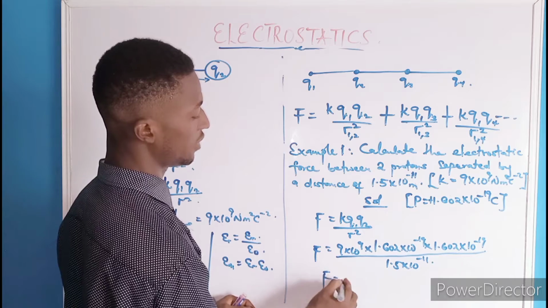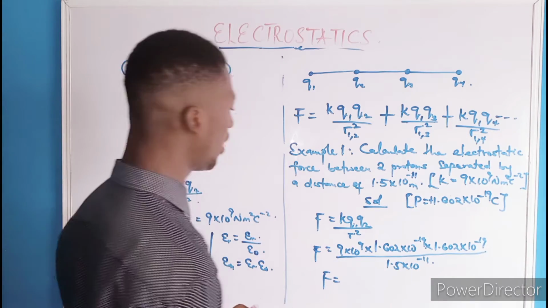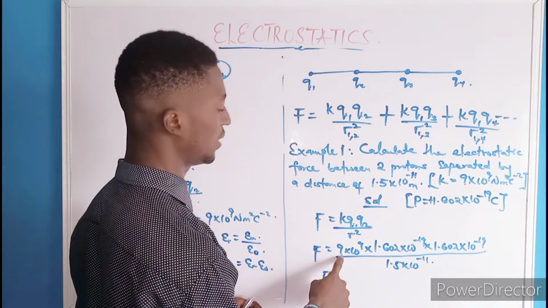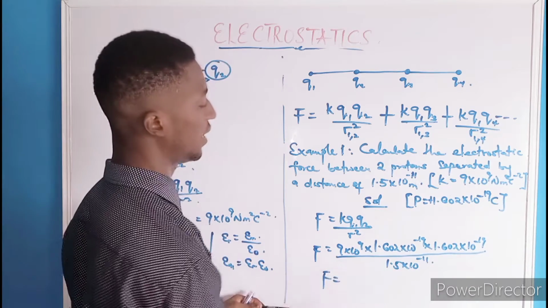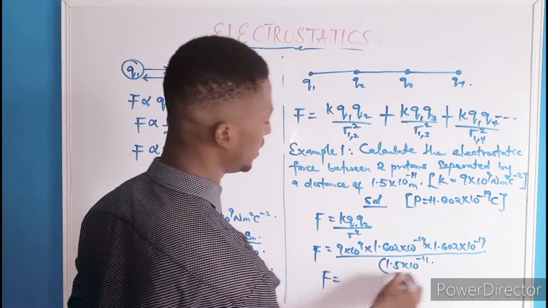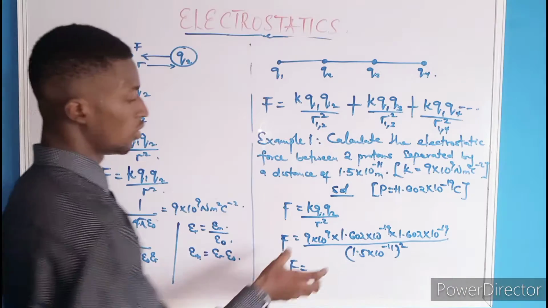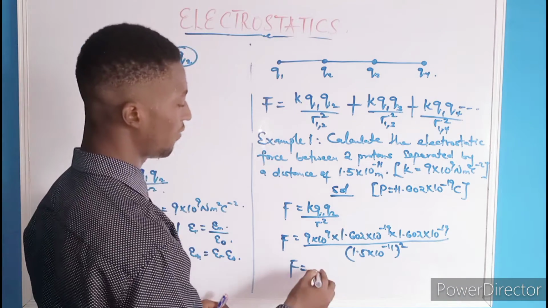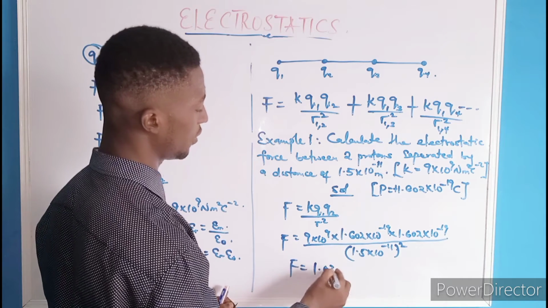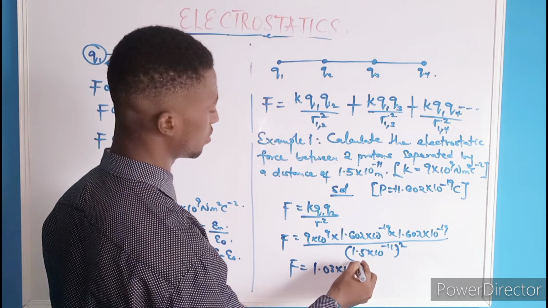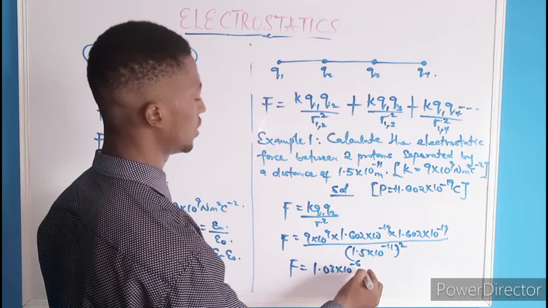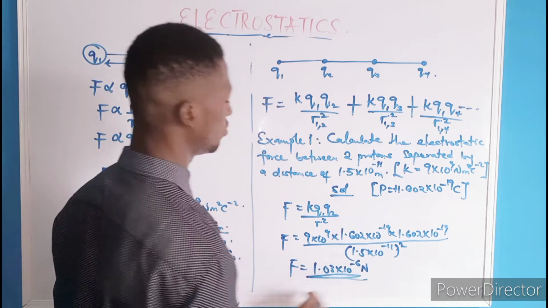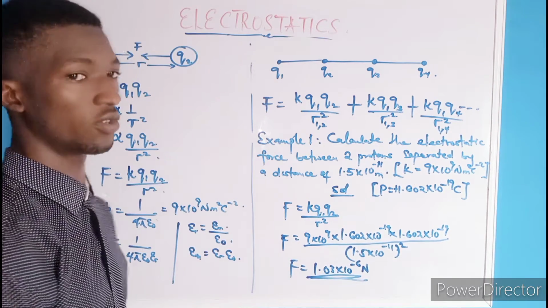So here, a simpler way to go about this is by multiplying all the numbers together and dividing by the value you have below. Don't forget, this is actually squared. When we multiply out all of this expression, we arrive at 1.03 times 10 to the power minus 6 Newton. So that's all about the electric force.